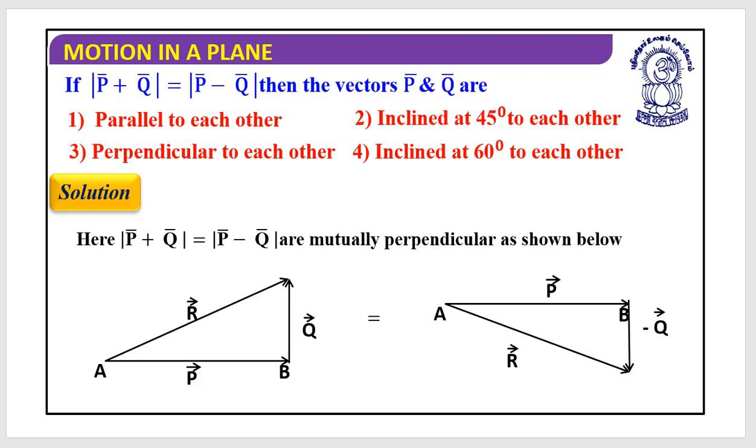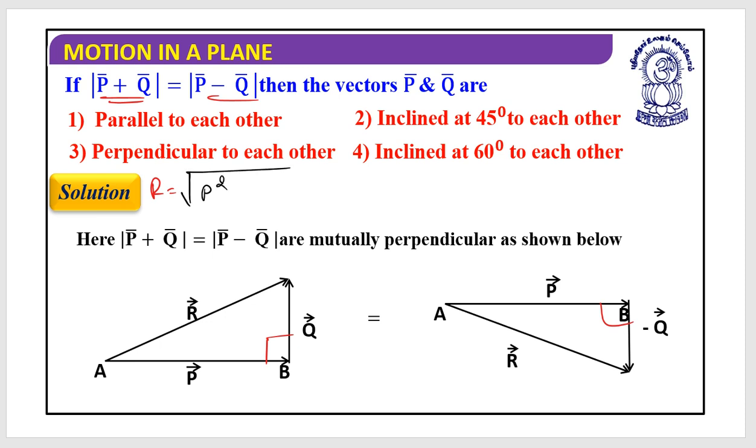Let's have a look at what they say. If mod of p plus q is equal to mod of p minus q, then the vectors p and q are, okay. This could be the only situation: if the two vectors p and q are perpendicular to each other, then only this can happen. So please remember this, or you can analyze it from here as well.